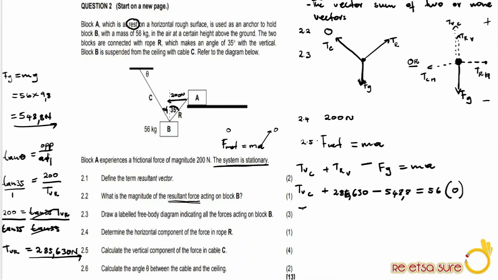So from here, my beautiful learners, TVC, I'm going to say 285,630 minus 548,8, and then it gives us something like negative 263,17 is equals to 0. So now I must take this value to the other side, and when I transpose this value, it must change a sign. So meaning our TVC is equals to positive 263,17 Newton.